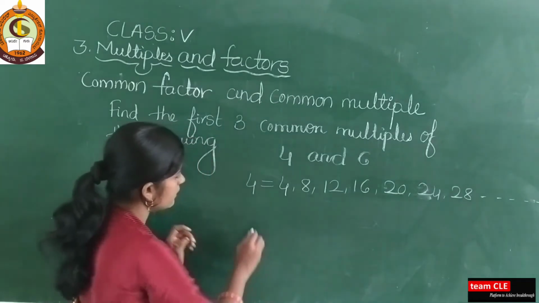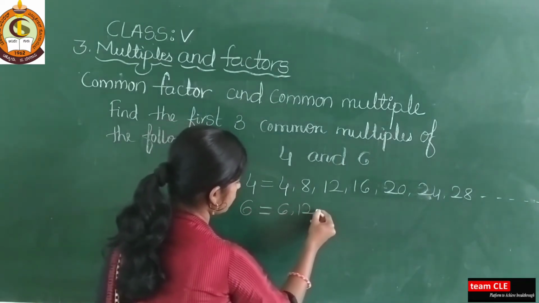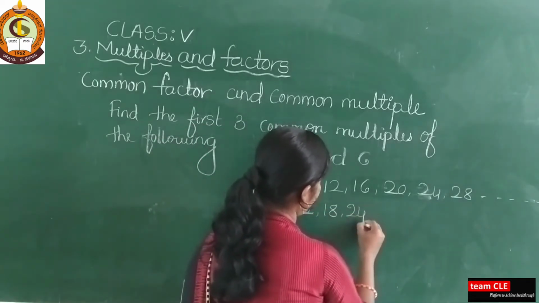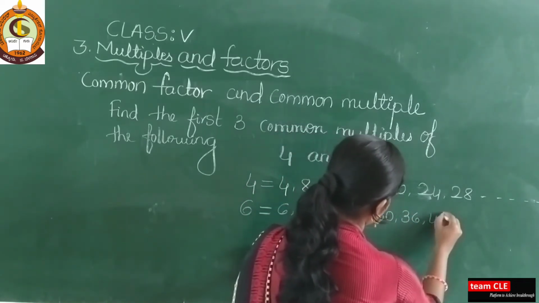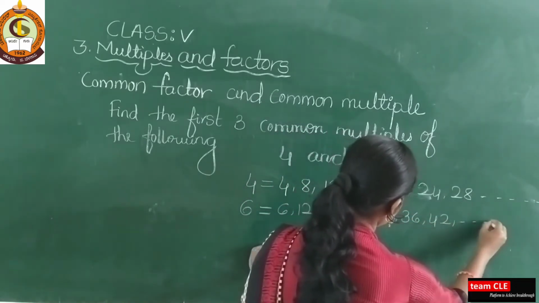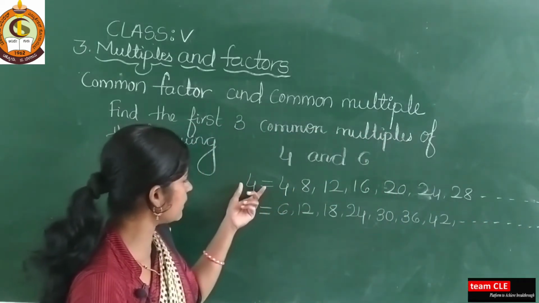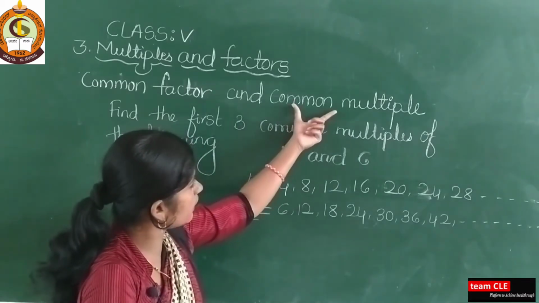So next here 6 is there. Write here 6 ones are 6, 6 twos are 12, 6 threes are 18, 6 fours are 24, 6 fives are 30, 6 sixes are 36, 6 sevens are 42, and so on. So see here I wrote the multiples of 4 and multiples of 6. But what is their question here?